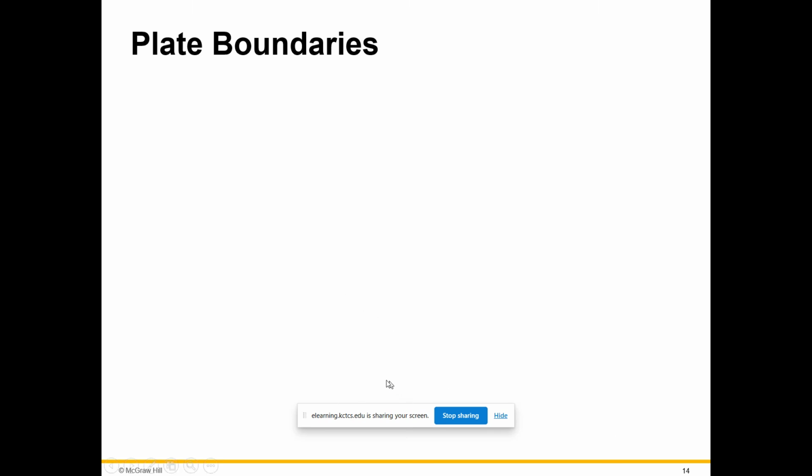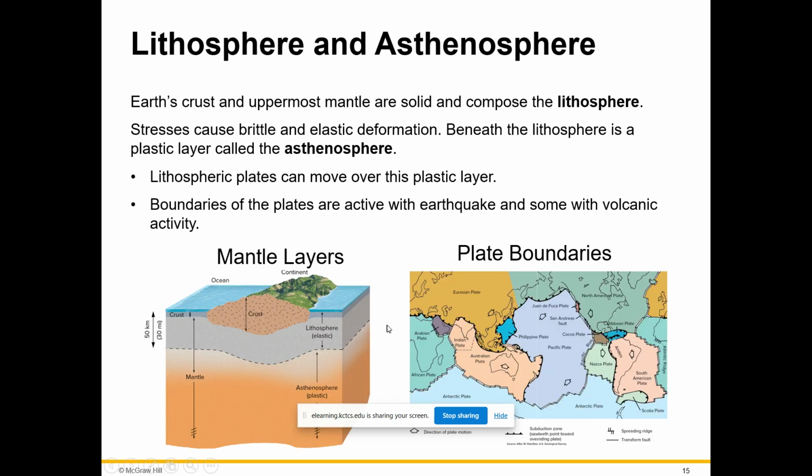All right, this is our last section in chapter 3. We're going to be getting into the plate boundaries now. So going back to plate tectonics, here are some of the plates we have on our planet. Actually, this might be all of the plates we have on our planet here.